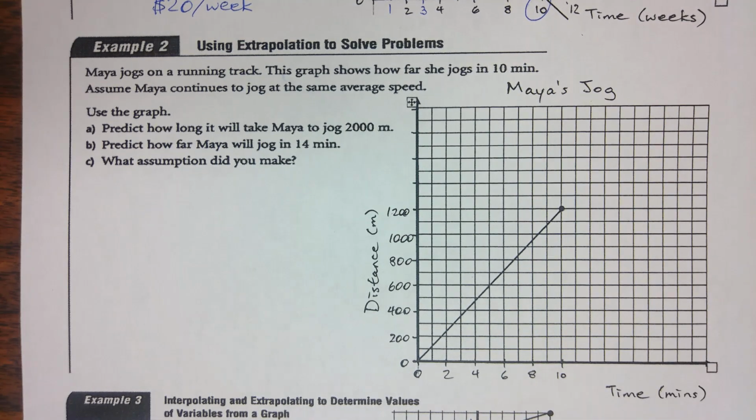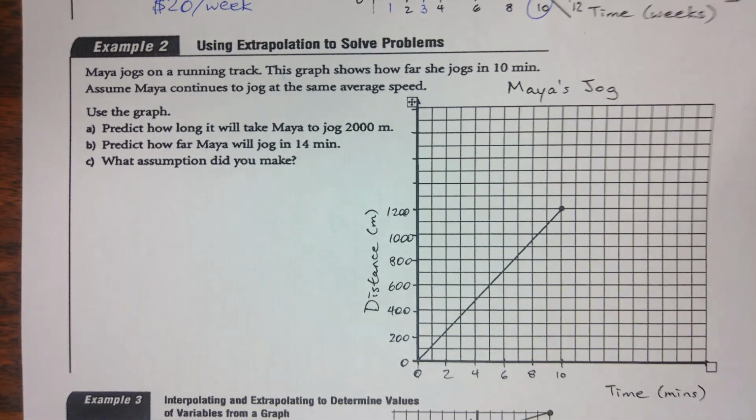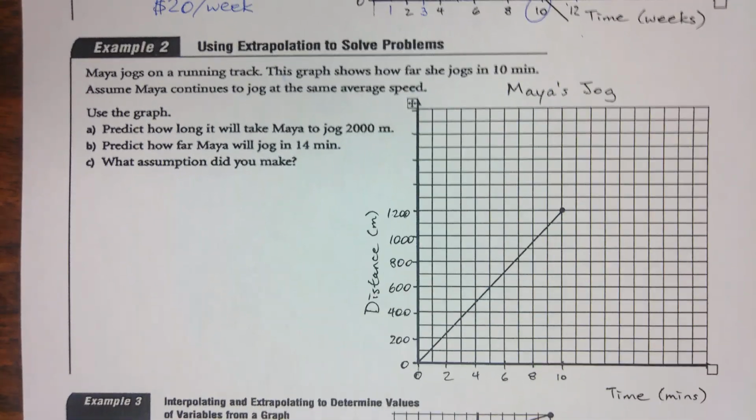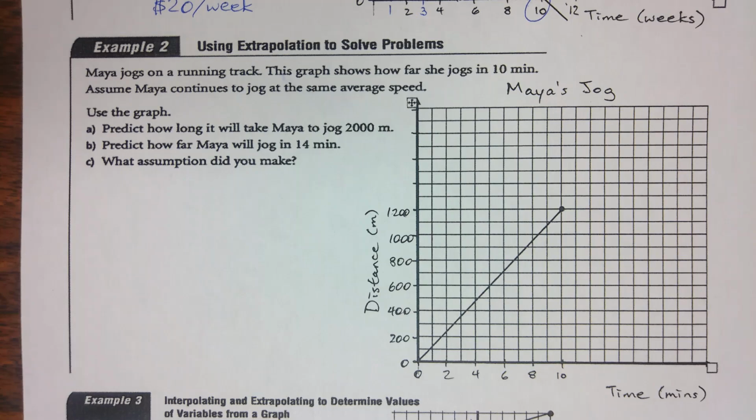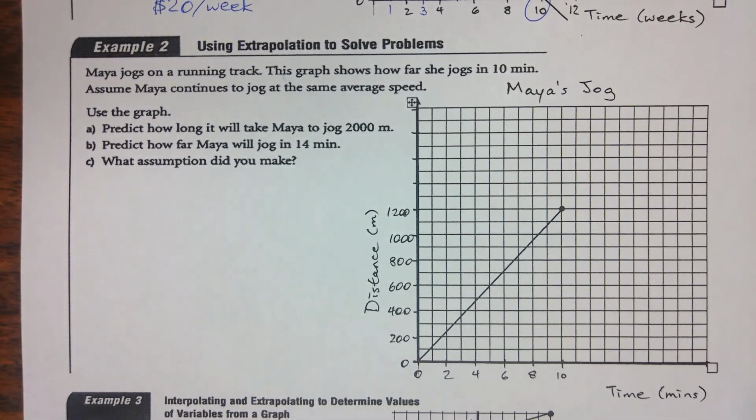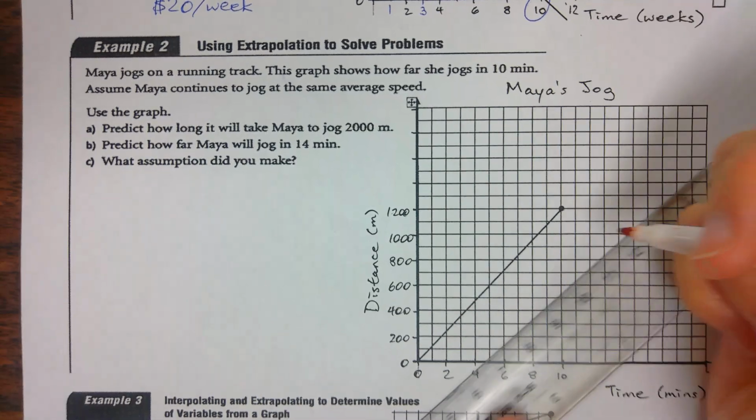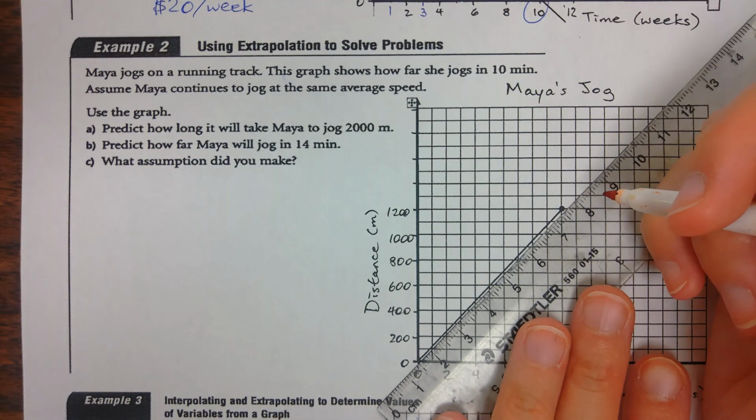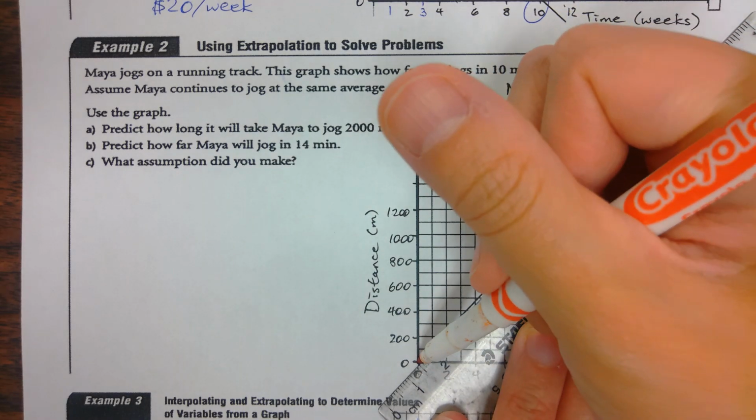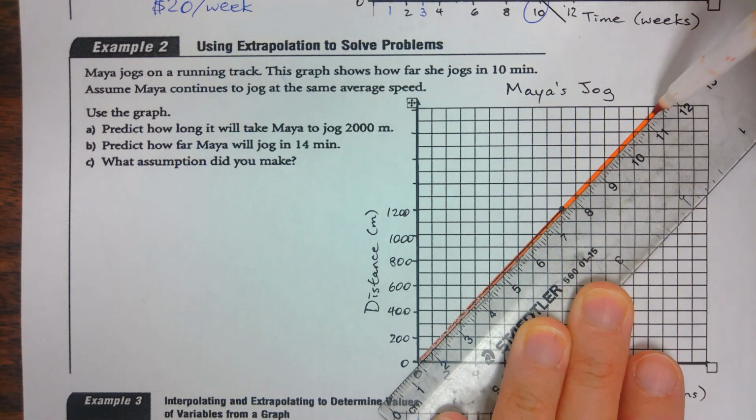Okay, so what's wrong with the graph right now? Okay, I can't tell the answer right off the bat because it doesn't go up to 2,000. So what should I do? Yeah, extend it. Simple as that. Okay, so extend this graph.